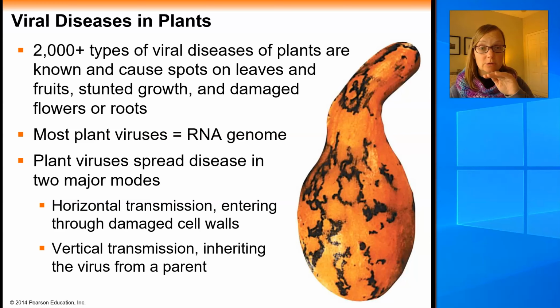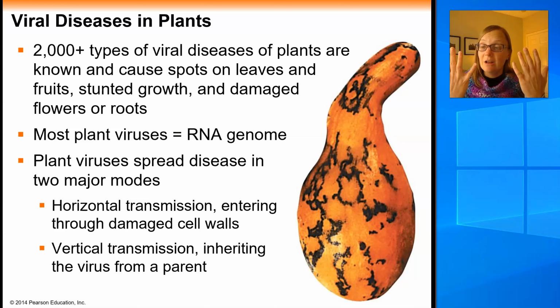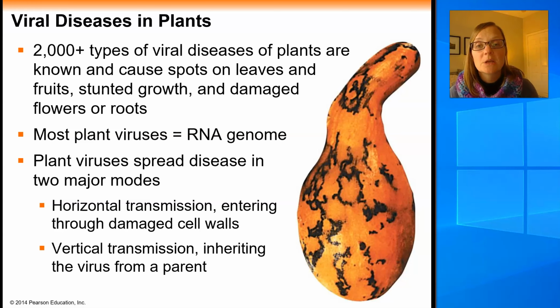There can be horizontal transmission. So this means there's a bad storm, right? We have these in Texas all the time in springtime, and branches break, right? So if you have one plant that is healthy next to another plant that is unhealthy, and you have branches that break on both of those, and the exposed tissue touches, you can transfer the virus from one plant to another. You can also have vertical transmission.